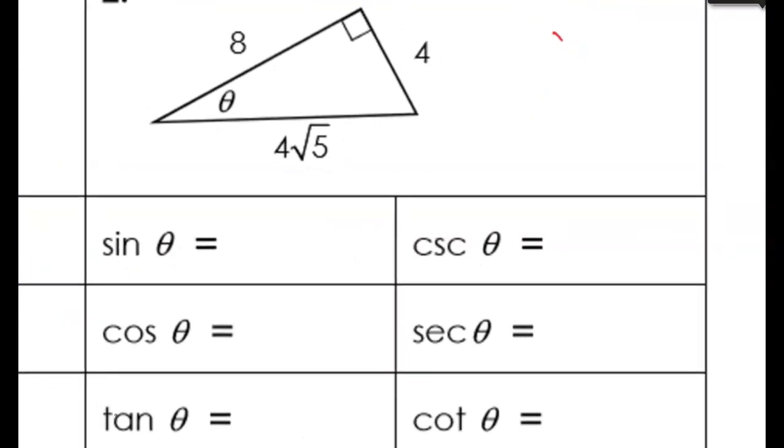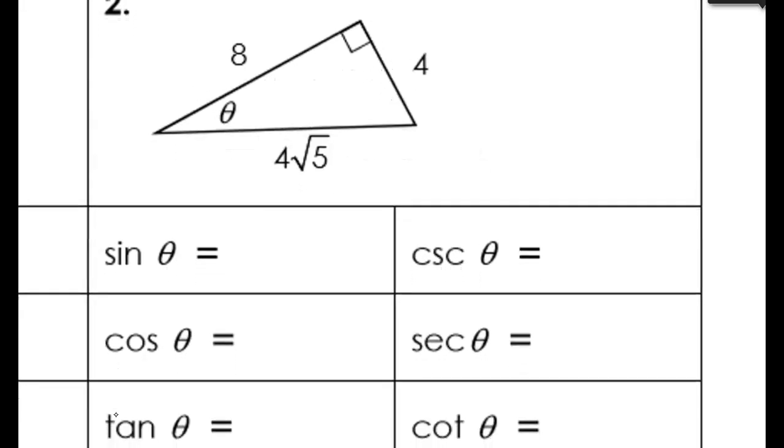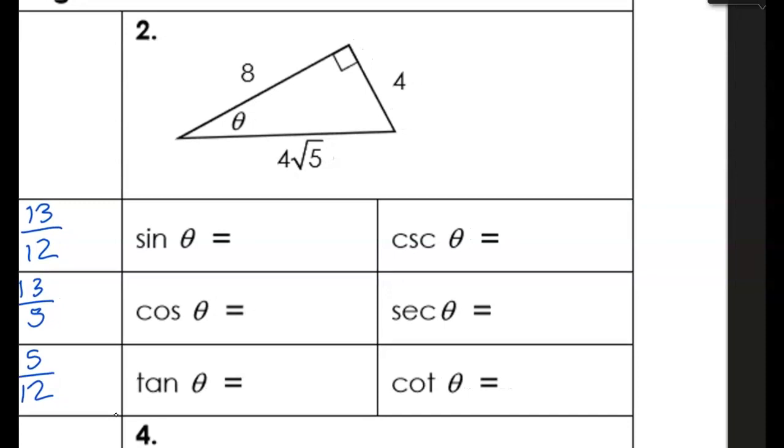So over here, first thing I'm going to do, just like last time, is label my sides. OA. So from theta, which side is my opposite side? Yes, 4. 4 is my opposite, across from theta. Where's my adjacent? Yes, 8. And what's my hypotenuse? The one across from the right angle.